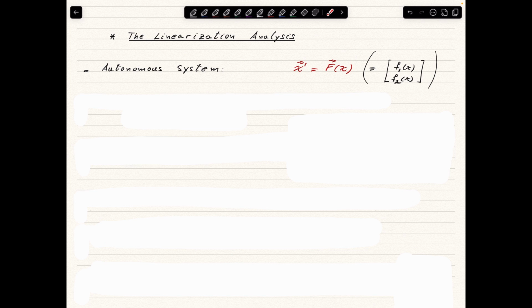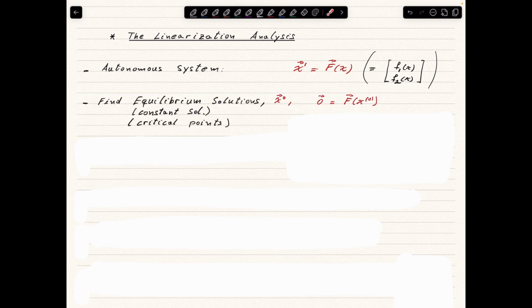So what is the linearization analysis? Well, the first step is to find equilibrium solutions, which are also called critical points, which are constant solutions of this system of equations. So constant solution means this derivative equals 0. We are using a different notation here, we are looking for constant solutions of the equation, so this side of the equation equals 0.